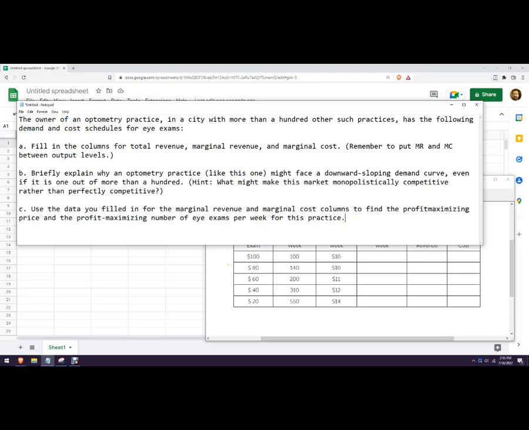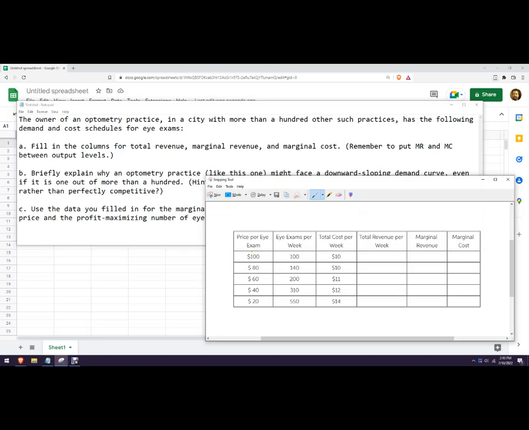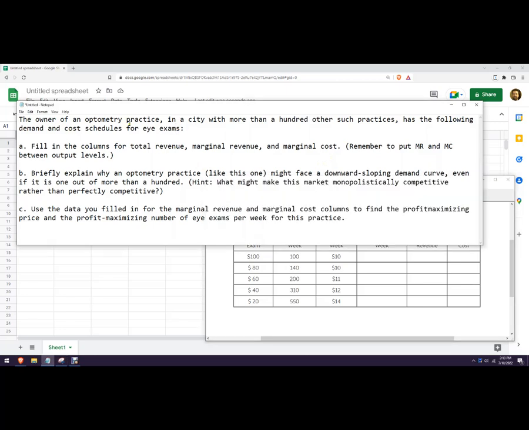In this video, I'm going to go over how to use Google Sheets to find the total revenue, marginal cost, and profit maximizing level of production for this optometry practice. So I've got an owner of an optometry practice in a city with more than 100 other practices, the demand and cost schedule. So I'm going to briefly explain why it faces a downward sloping demand curve.